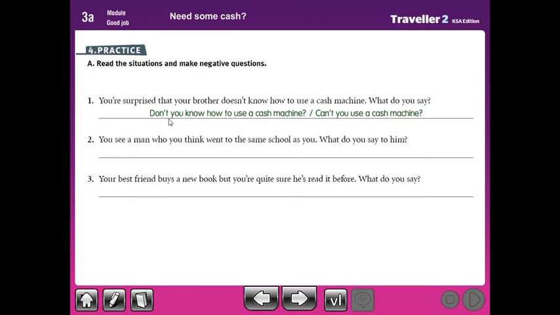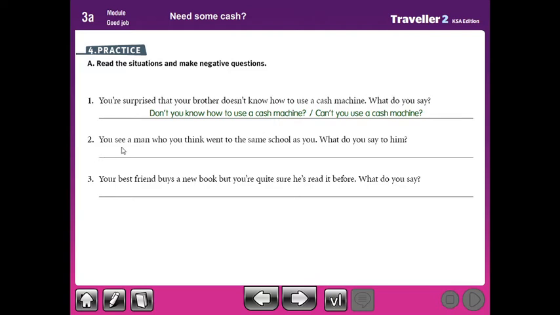We use don't because we have the subject you. Don't you. Don't forget that we form a negative question: we begin with auxiliary, subject, and after that we get the main verb. Don't you know how to use a cash machine? Also, we can say: can't you use a cash machine?